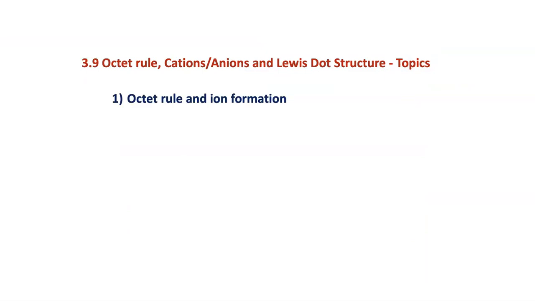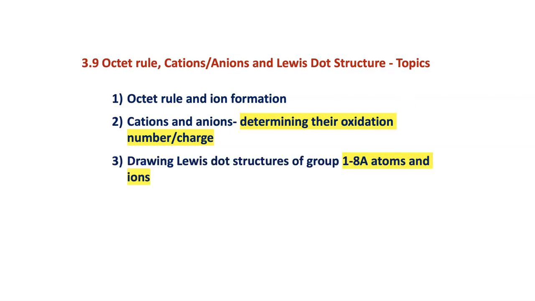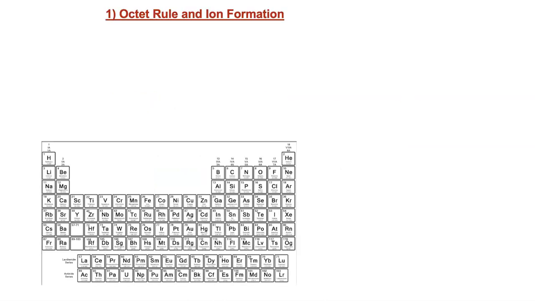Here are the 3 things we're going to learn about: octet rule and ion formation; cations and anions, where you need to learn to figure out their oxidation number or their charge, which both mean the same thing; and how to draw Lewis dot structures of the valence electrons for only group 1 to 8A atoms and their ions. So let's look at the octet rule and ion formation.